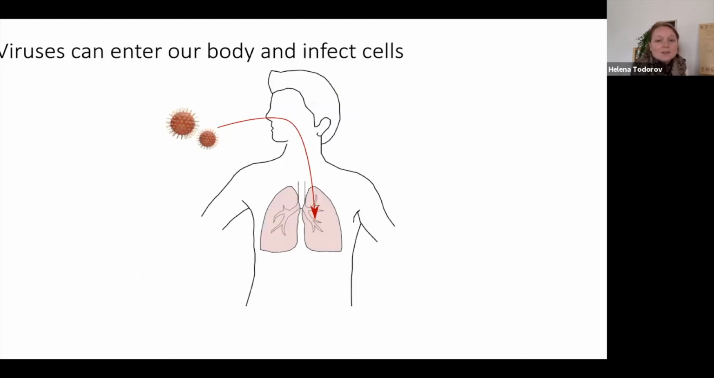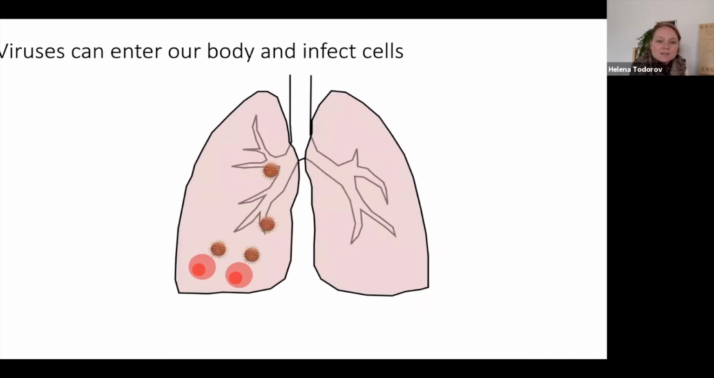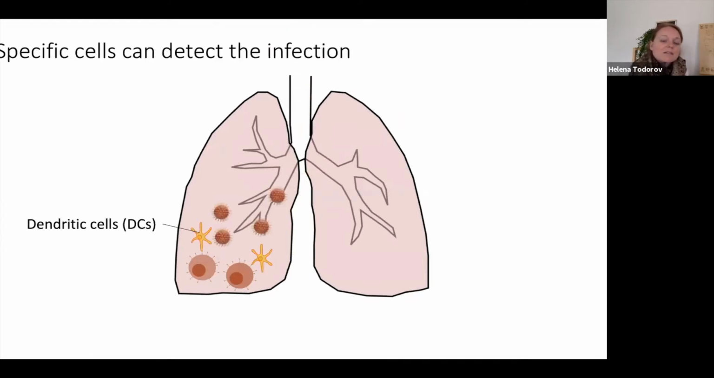Viruses can enter our body and they can infect our cells. When they do, the infected cells become kind of factories that can start producing new viruses that can then infect other cells in our body or even other people. This is when the immune system steps in.